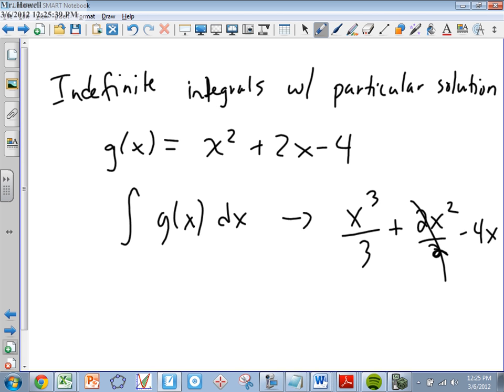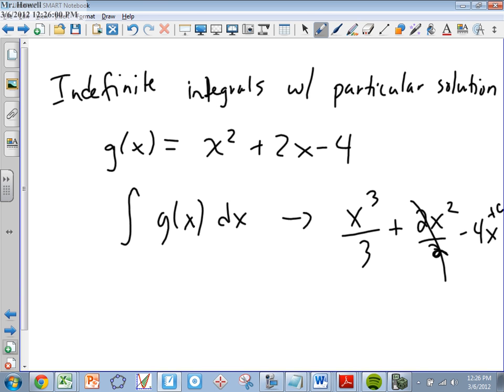Again, this becomes x cubed over 3. This becomes x squared, the twos cancel. The negative 4 is really x to the 0, and it becomes x to the 1 over 1. Now, remember, there's a plus C at the end here. That's the key, and we talked about this the other day.